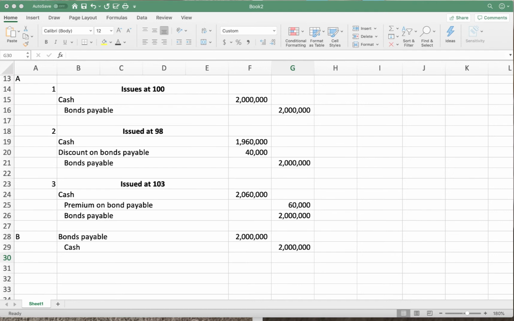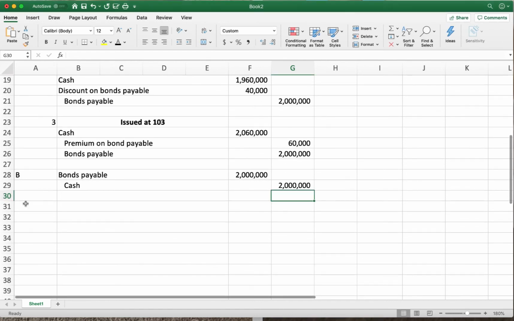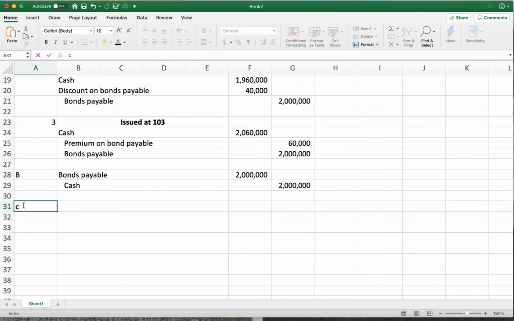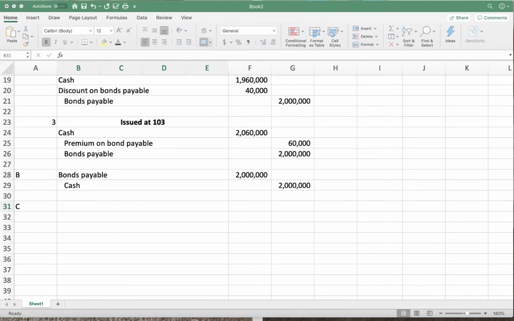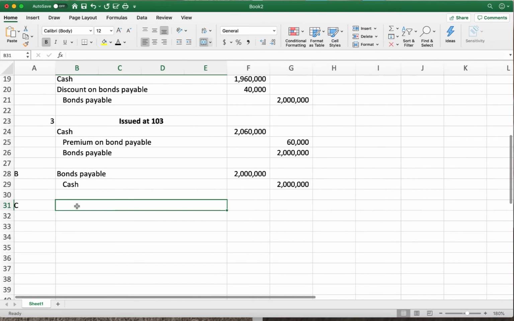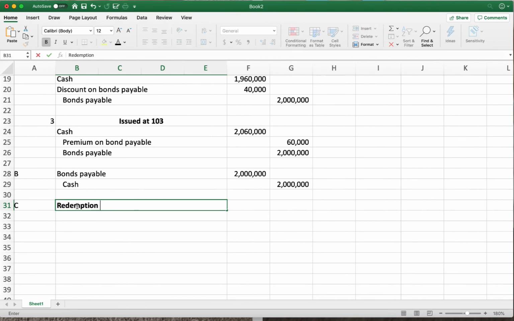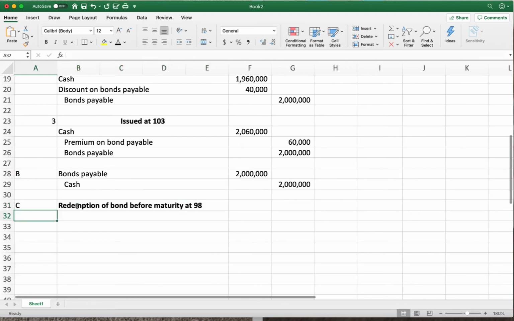Next, we need to record the cash. And then third, we need to record either a gain or a loss. Okay? Now, for part C, what we're doing here is redemption of bonds before maturity at 98% of the value. Okay?